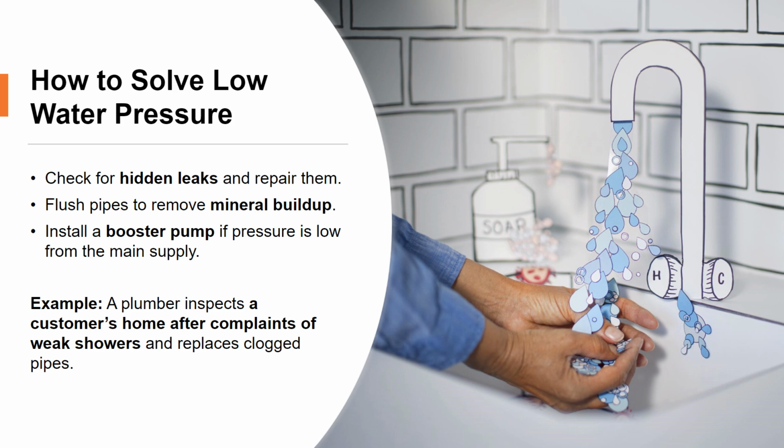Flush blocked pipes. If sediment or scale is suspected, flush the pipework using controlled pressure or cleaning solutions. Check for leaks and repair immediately. Even a tiny leak reduces pressure across the system. Seal or replace affected sections and retest flow afterward.